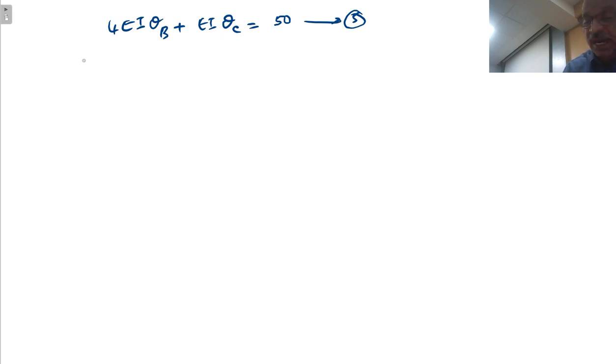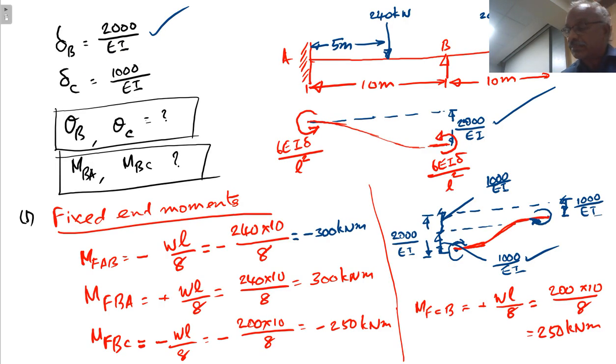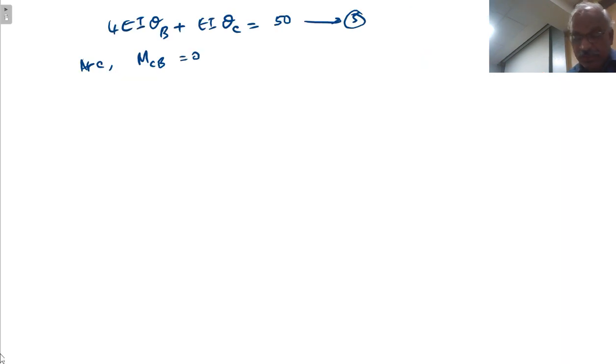The second equation is at C, MCB equal to 0. Here at support C, which is a simply supported end, it cannot take any moment. Therefore, MCB equal to 0 is the next equation.